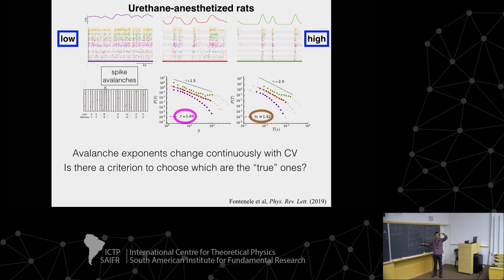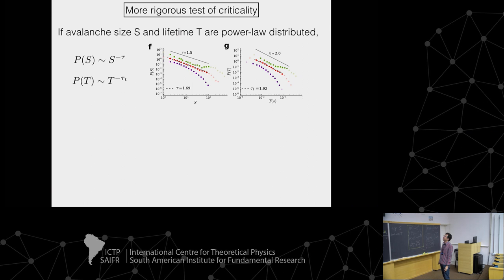The cross model. I'm not talking about models. I'm talking about the data. So, yes, just repeating what I said before, if avalanche size S and lifetime T are power law distributed like this, which they are. Oh, by the way, I didn't mention that, but let me mention before it's too late.